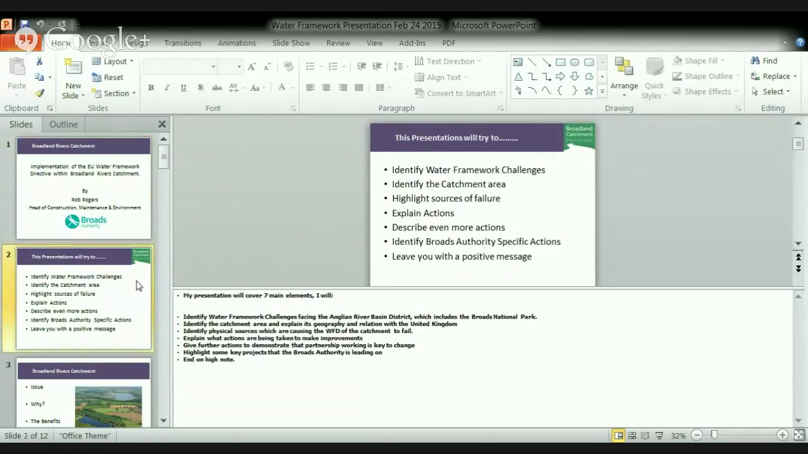The presentation is broken up into 7 different areas. It's identifying water framework challenges, which includes some of the things that are happening in the Broadland National Park, identify the catchment area and explain its geography, identify physical resources which are causing the Water Framework Directive of the catchment to fail, explain what actions are being taken to make improvements, give further actions to demonstrate that partnership working is key to change, and highlight some key projects that the Broads Authority is leading on, and hopefully leave you with a positive message.